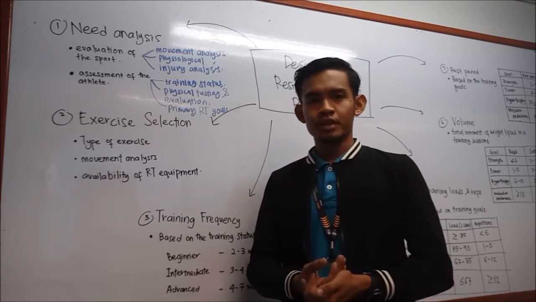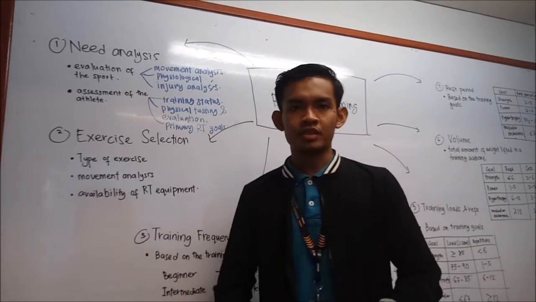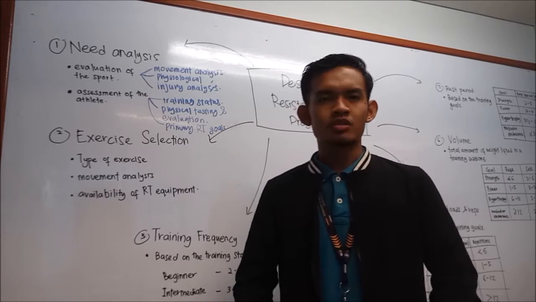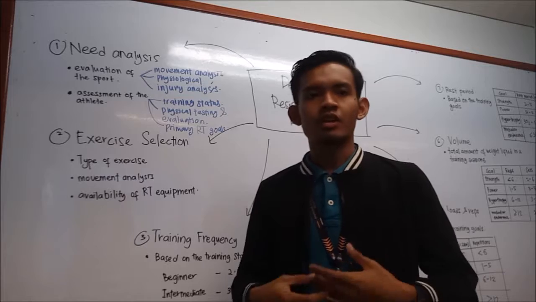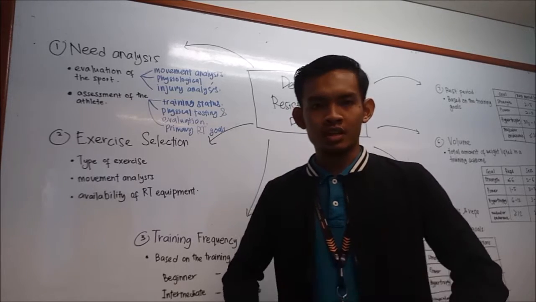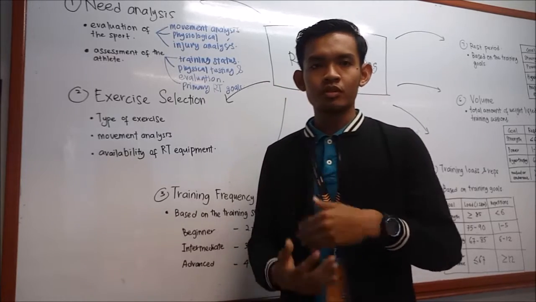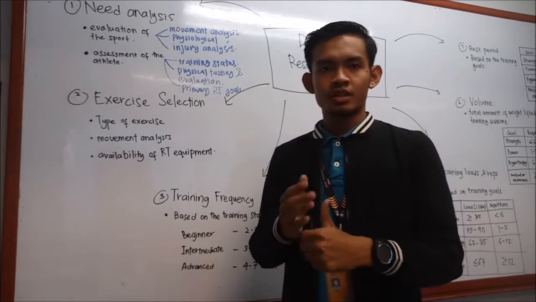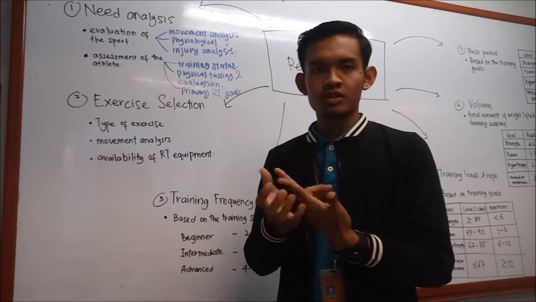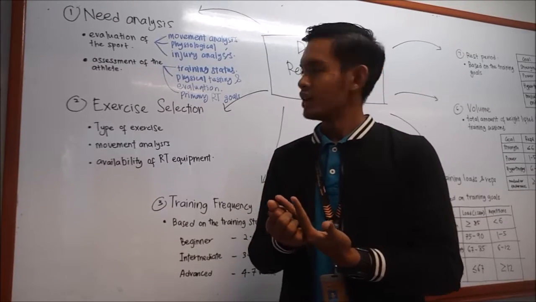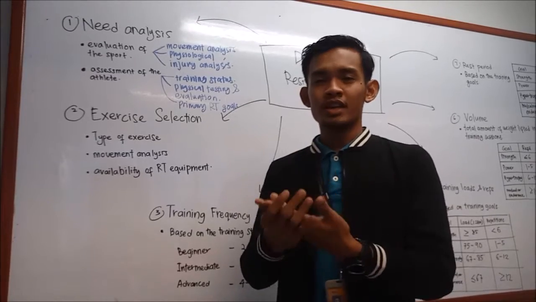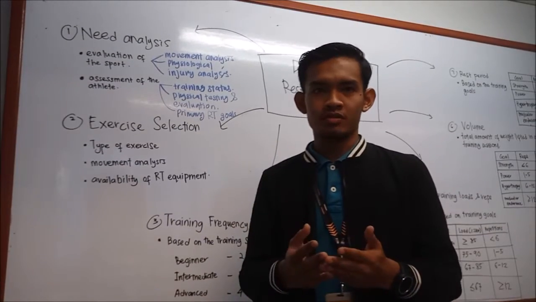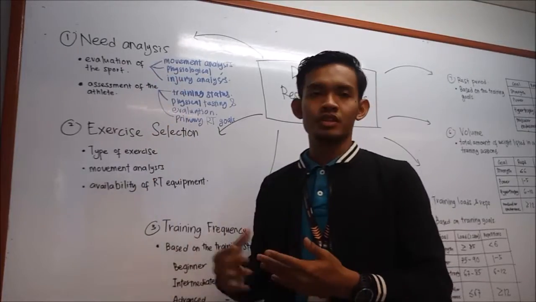What is the movement analysis? Movement analysis involves the body and limb movement. By movement analysis, I mean that we analyze the body and limb movement. Physiological analysis consists of 4 types of physiological, which is muscular strength, muscular endurance, hypertrophy, and power. Then we go to the injury analysis. Injury analysis, we analyze the common injury. So that's meant by evaluation of the sport.